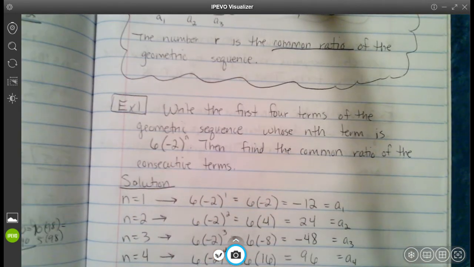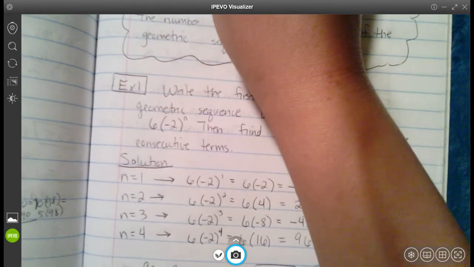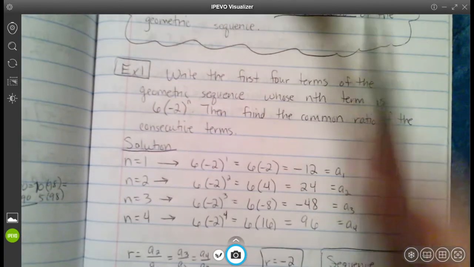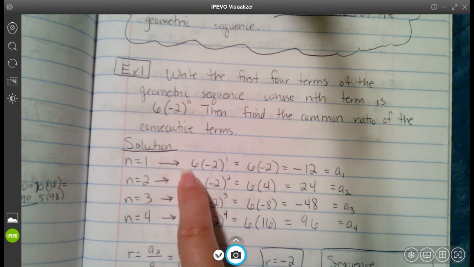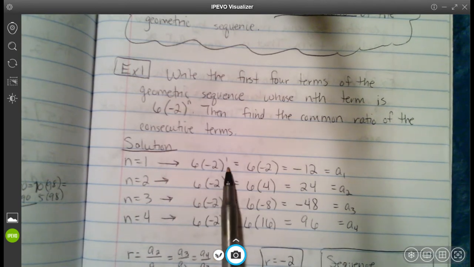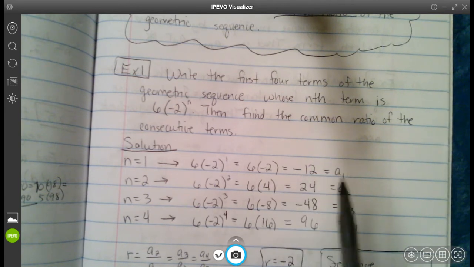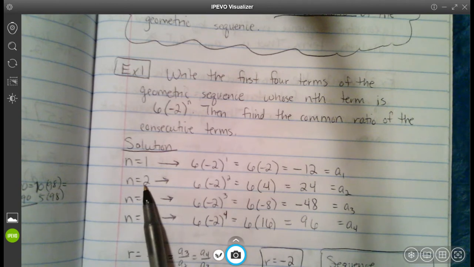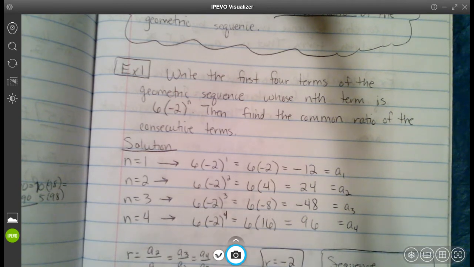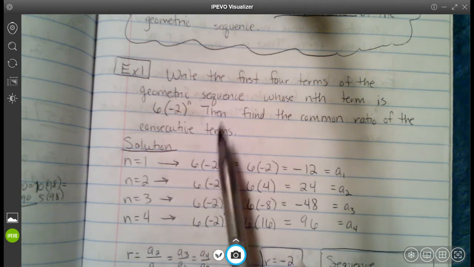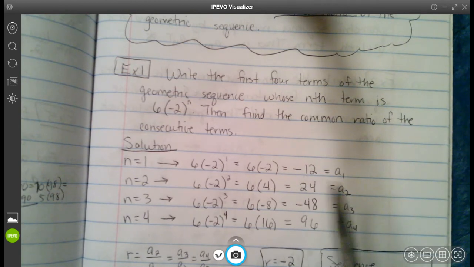So what I did here, and you can see the work, is I plugged in all of my n's. So for n equal to 1, we have 6 times negative 2 to the first power, which is just 6 times negative 2, which is negative 12. So negative 12 is our first term, a sub 1. You do the same thing for 2, 3, and 4. I'm not going to go through the whole math, you can just follow it along. We plug everything into our nth term formula, and these are the numbers that you get. So first term is negative 12, second term is 24, third term is negative 48, fourth term is 96.